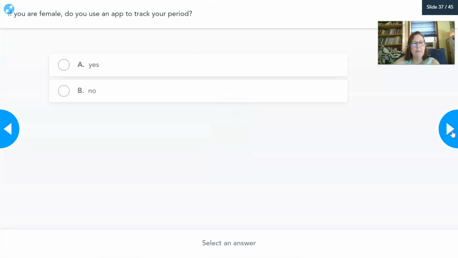And if you are a female, do you use an app to track your period? This is something that I haven't really done until the last few years, and I find it really, really helpful because I don't have to write it in my calendar or my planner, and it prompts me, it reminds me a few days before and all that. And there are so many apps out there. So if you're cycling and you're not tracking it with an app, you probably should.